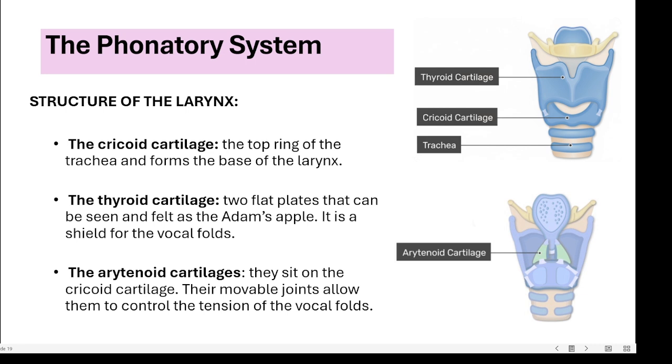And the arytenoid cartilages, they sit on the cricoid cartilage. They are movable. They have movable joints that allow them to control the tension of the vocal folds.